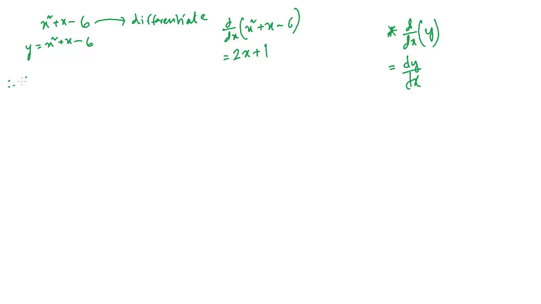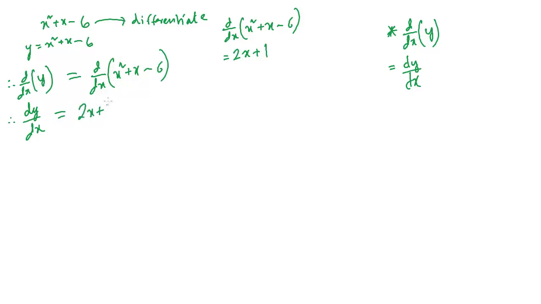So d by dx of y on one side equals d by dx of x squared plus x minus 6 on the other side. Therefore, d by dx of y, the derivative, is dy by dx. Then we write the equal sign, and the d by dx of x squared plus x minus 6 is twice x plus 1. So that way we can find dy by dx.